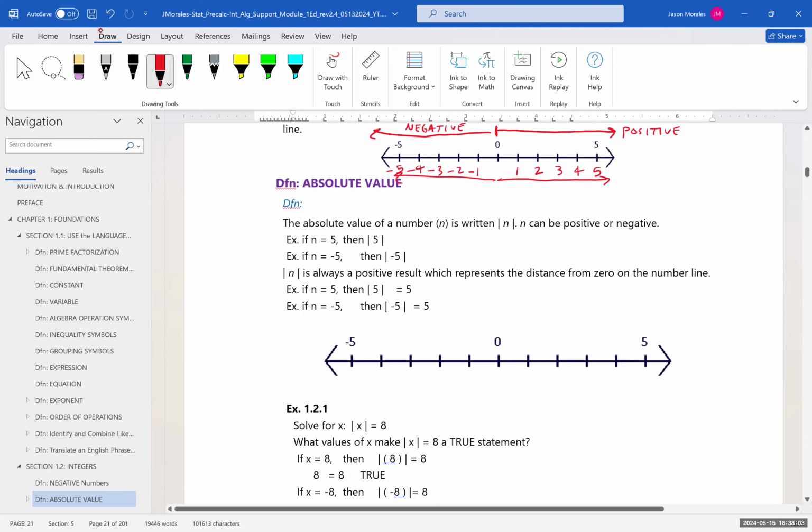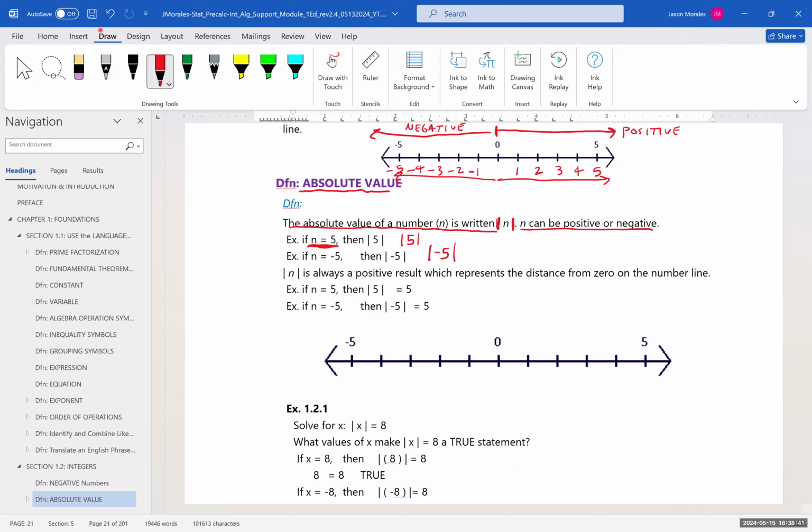Okay, next we have the concept of absolute value. So the absolute value of a number is written with these two vertical bars around a number or a variable. And so this number or variable can be either positive or negative. So for example, if n was 5, then we would have the absolute value of 5. We could also have a negative value in an absolute value symbol, something that looks like that.